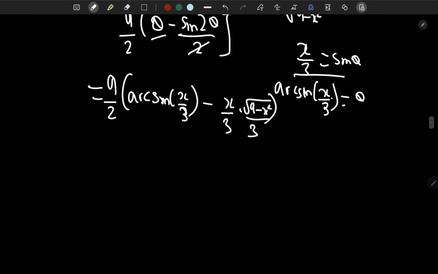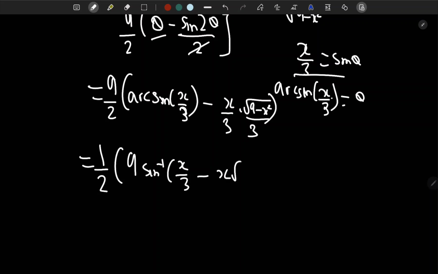So let's distribute 9 to cancel out this 9 over here. So the final answer would be 1 over 2 arcsine, or you can also write sine inverse of x over 3. Here we'll have x radical 9 minus x squared, and realize that we had the 9, but we distributed the 9 over here. This is going to get cancelled out, and this is the final answer, and you can add the C now. So now let's move on to our last example.